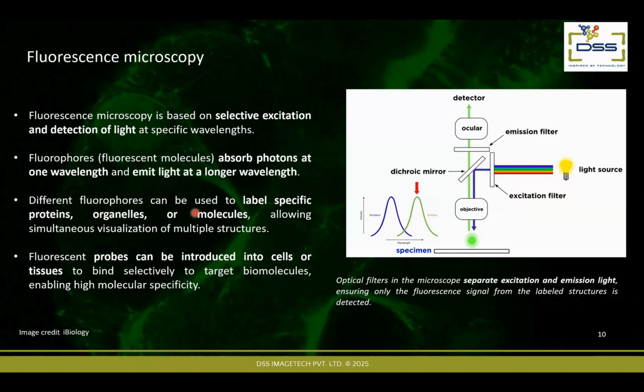And then, like I mentioned before, we can use different kinds of fluorophores or dyes to label certain organelles or molecules in the cell. We can also use antibodies that recognize certain proteins, and then tag these antibodies with fluorescent molecules so that we can visualize these structures inside the cell.